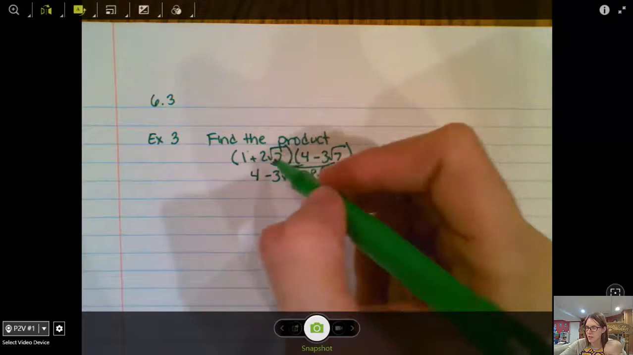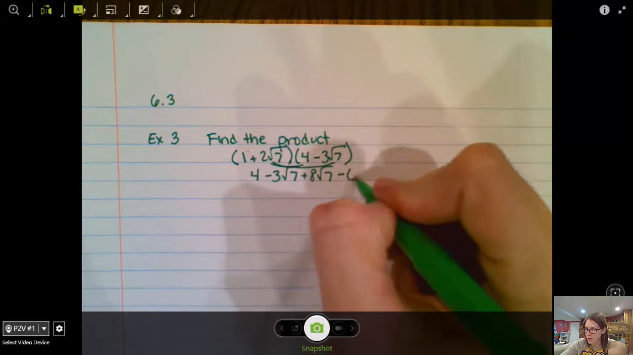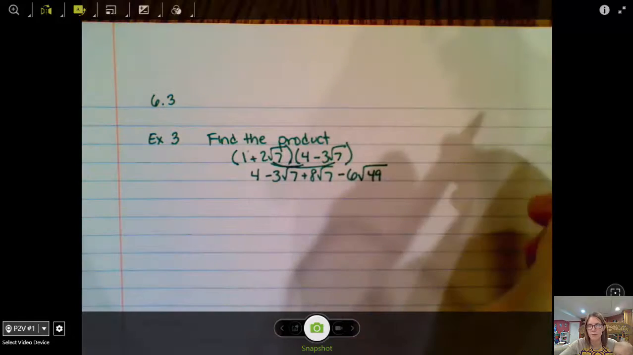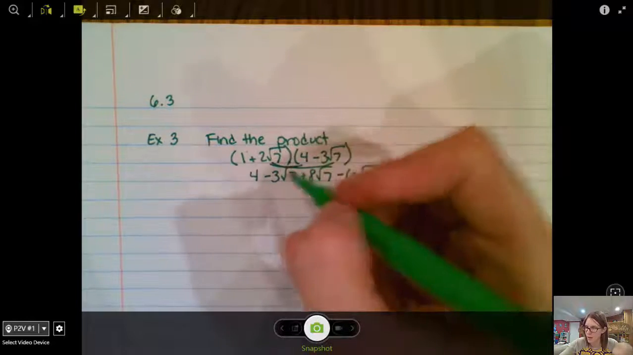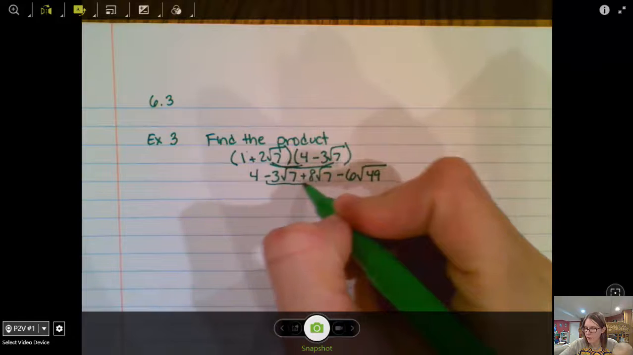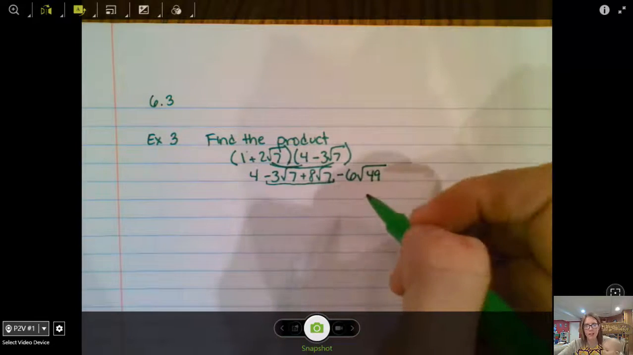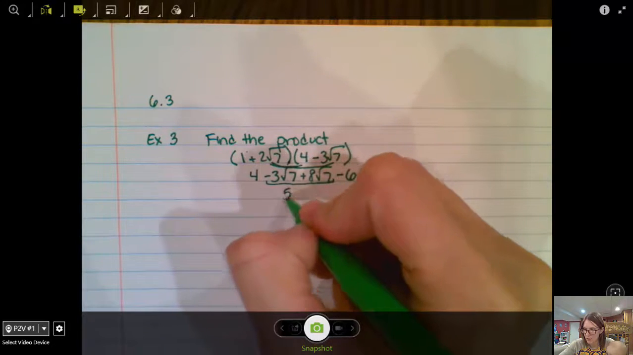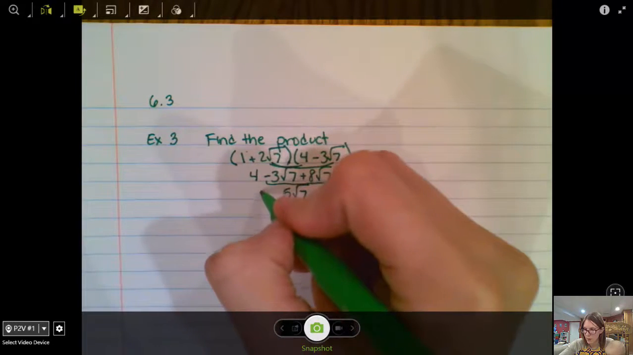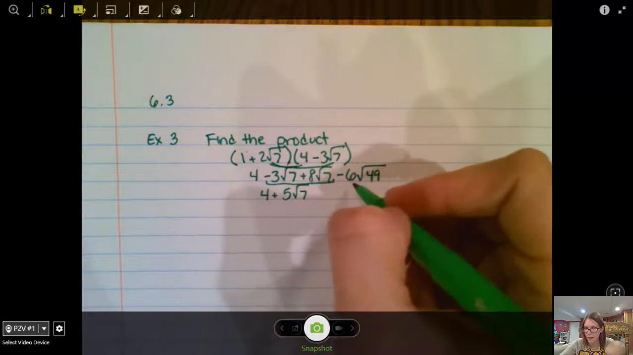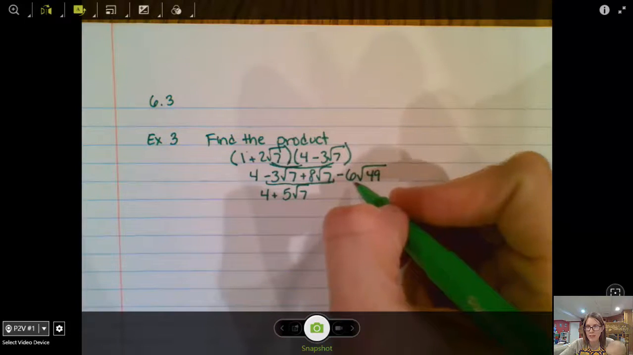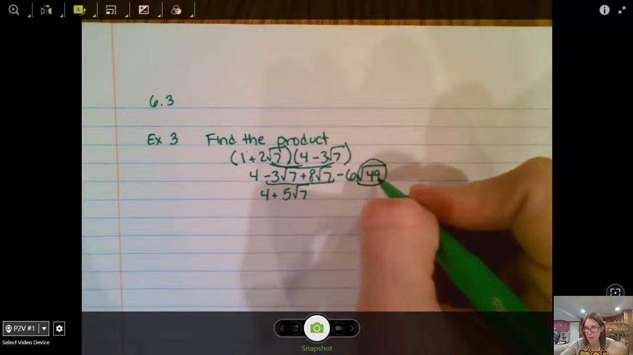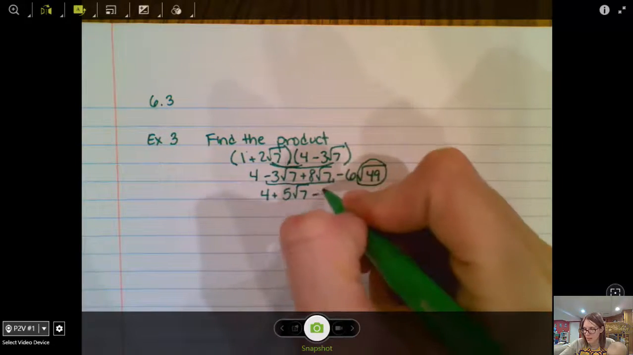Remember that we want to multiply the numbers in front of our radical and the numbers underneath our radical. Then we can combine our negative 3 radical 7 and plus 8 radical 7, since they have the same radicand and the same index, to be 5 radical 7. Bring down our 4, and this little bit here, negative 6 radical 49. Well, the square root of 49 is 7, times the 6 is negative 42.